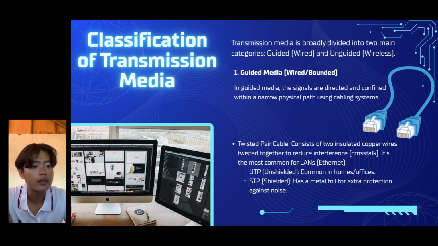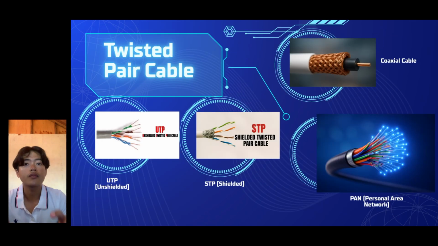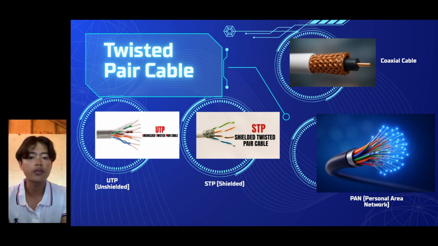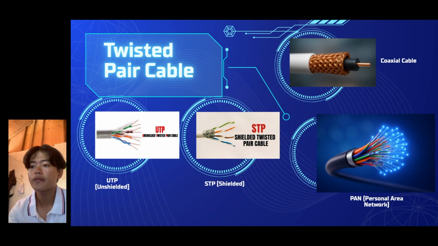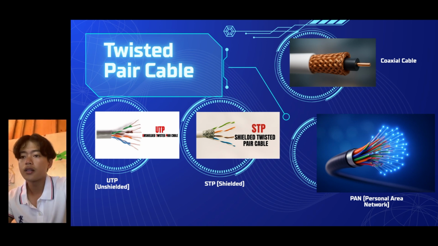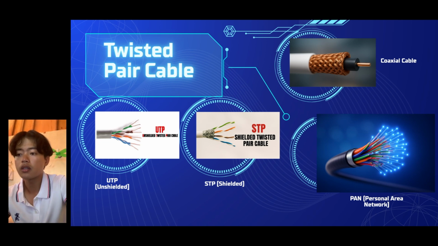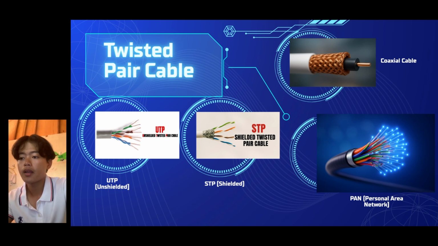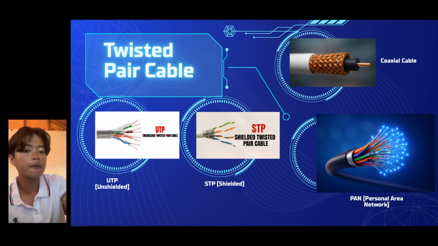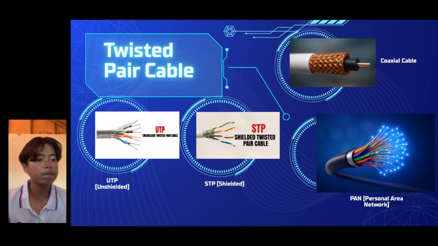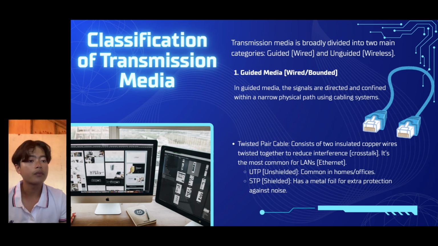And on the next slide, let me show you an example of the cables. So this is an example of the twisted pair cable. As you can see on the screen, the difference between the two is that the UTP is unshielded, unlike the STP, which is a shielded pair cable that has a metal foil for extra protection against noise or interference.